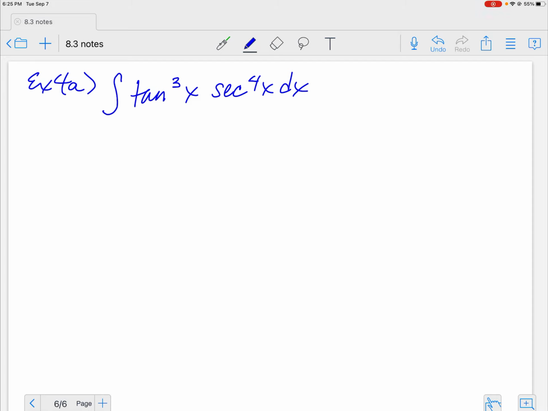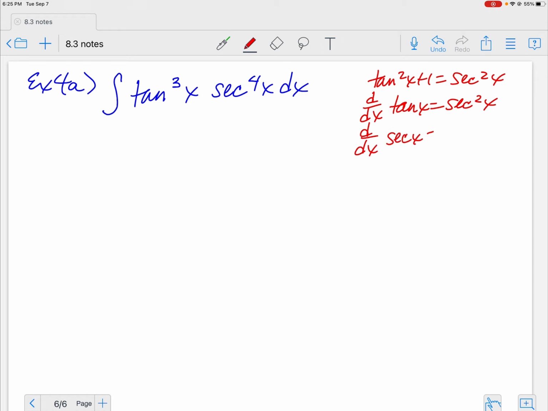What? Is that real? Yes. We can look at this and think about our toolbox. We know our identity: tangent squared x plus 1 is equal to secant squared x. We know that the derivative of tangent is equal to secant squared. We know the derivative of secant is secant tangent. No matter how you pull this off, you are going to be looking at secant and tangent as buddies.